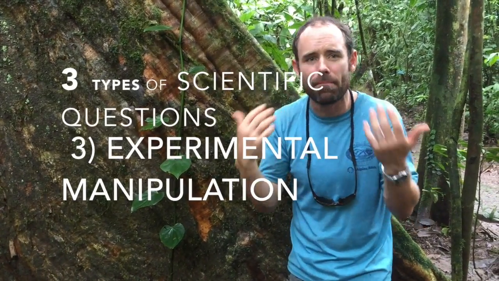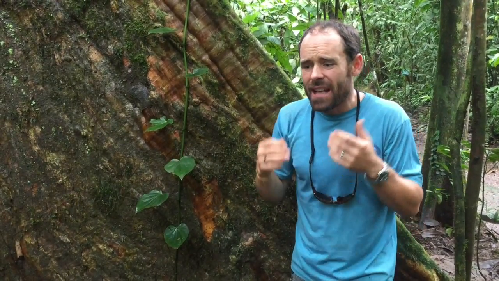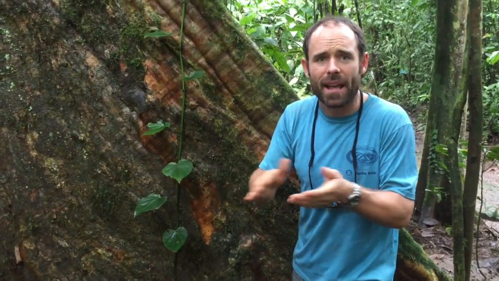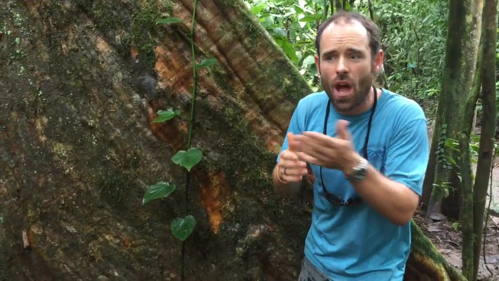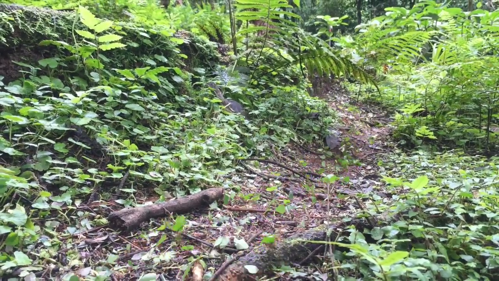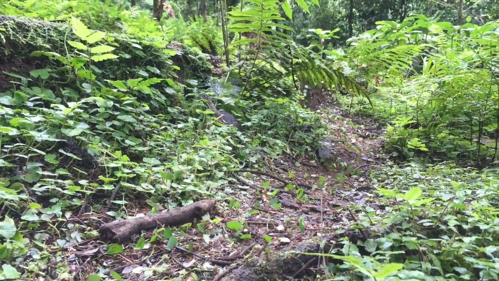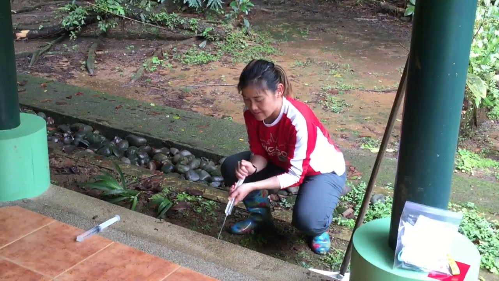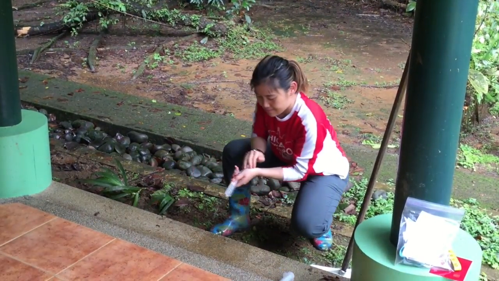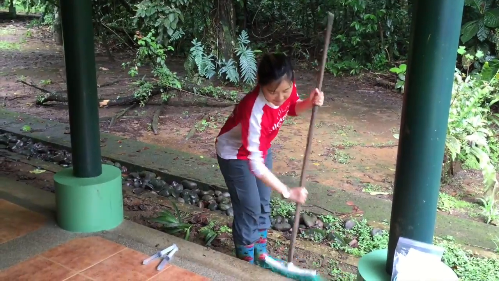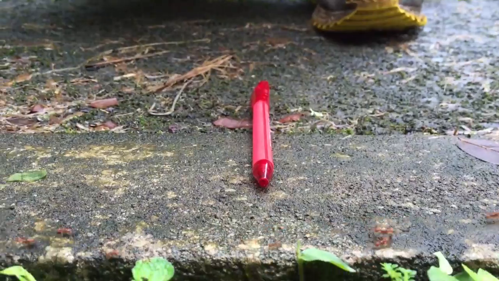And the final type of scientific question is a manipulation. In a manipulation, scientists might change something and see what happens. My friends noticed that there was a line of ants carrying leaves, and they wanted to know what would happen if they erased the leaf trail with water or if they erased the trail with a broom. Would there be a difference? Would the ants come back just as fast?